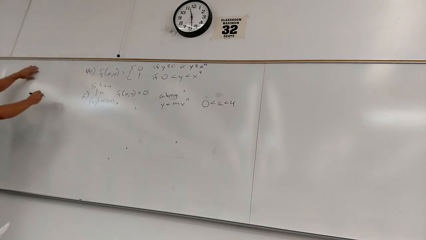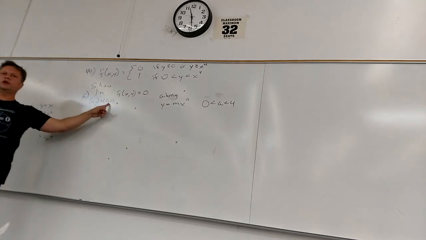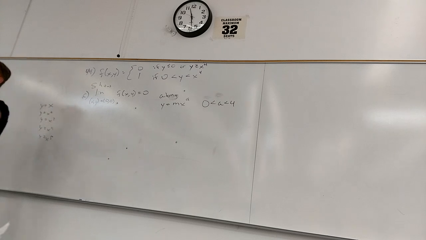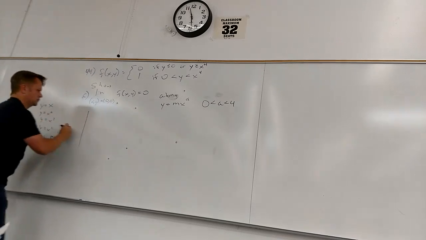How do y equals x, y equals x squared, y equals x cubed look from 0 to 1? Well, I would only care about 0 to 1 because where am I going? To (0, 0). So I really only care near my limit point. It doesn't matter what they do far away from it. So what does it look like from 0 to 1?